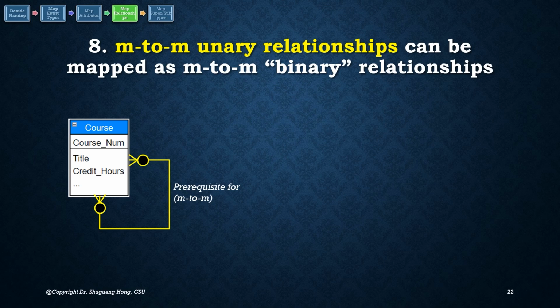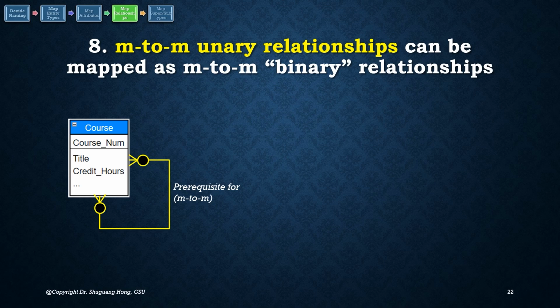8. Many-to-many unary relationships can be mapped as many-to-many binary relationships. A many-to-many unary relationship can be mapped using the same rules for the binary many-to-many relationships. The example used to show the mapping is the course prerequisite relationship. A course may not be a prerequisite for any other course or may be a prerequisite for multiple courses. On the other hand, a course may have no prerequisite or may have multiple prerequisites.